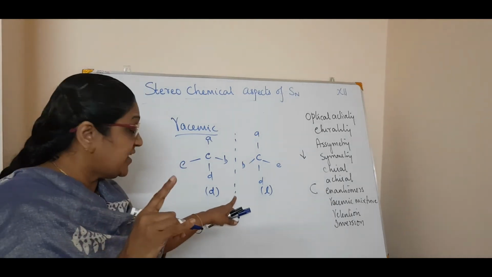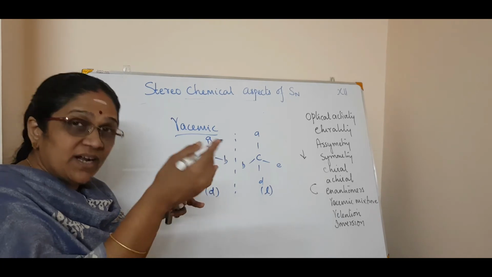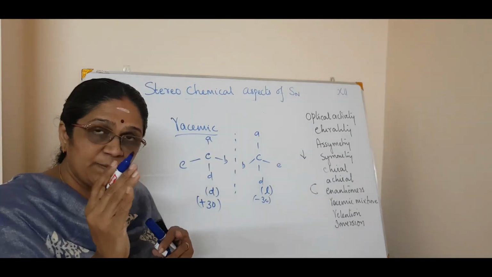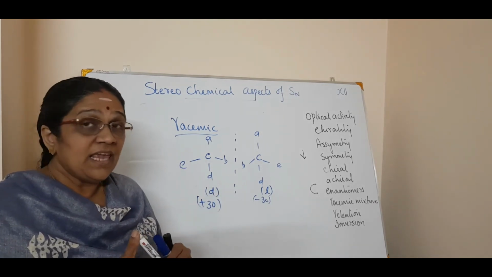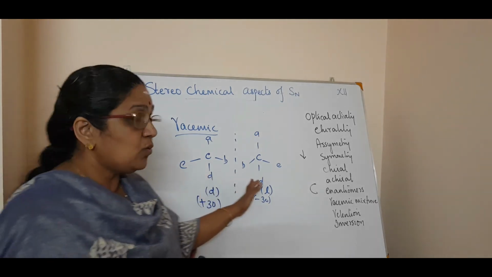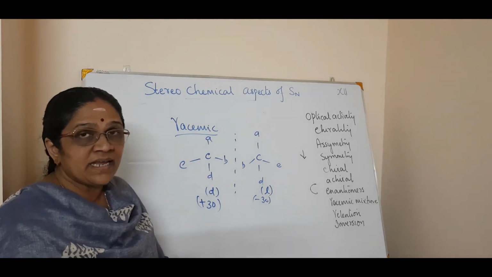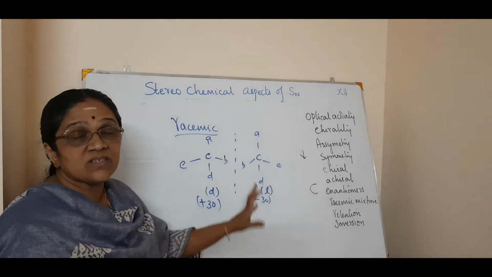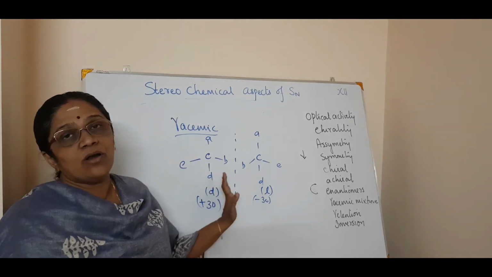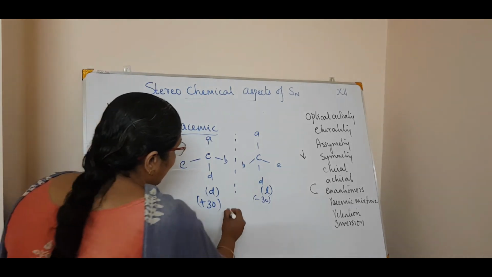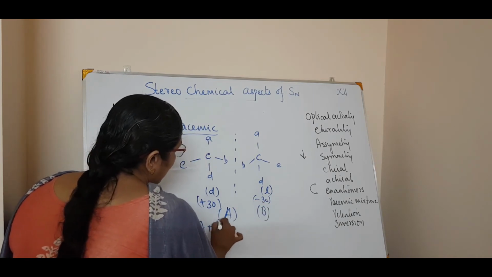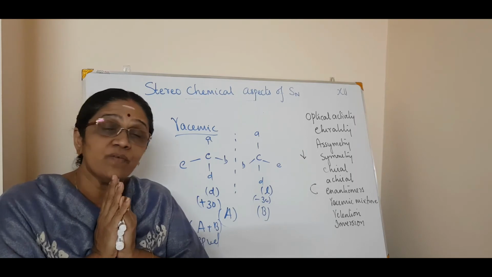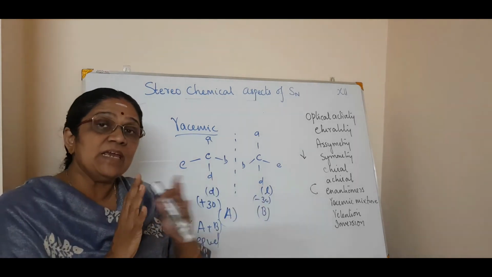If this one rotates plane polarised light through an angle of, say, plus 30 degrees, then the other will be minus 30, because it is just the opposite; it will rotate the plane polarised light to the left. Now, I have two stereoisomers, which I call enantiomers. If I take equal volumes or equimolar amounts of these enantiomers, A and B, and mix them, what will happen to that mixture?